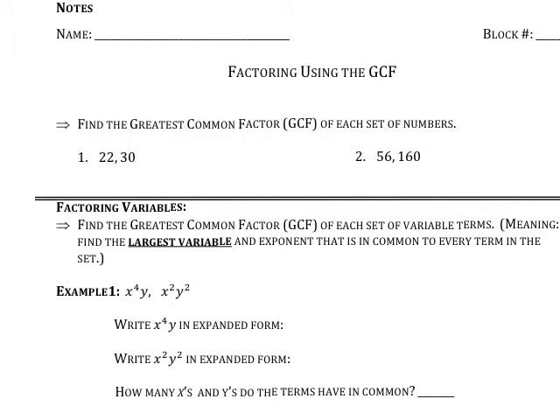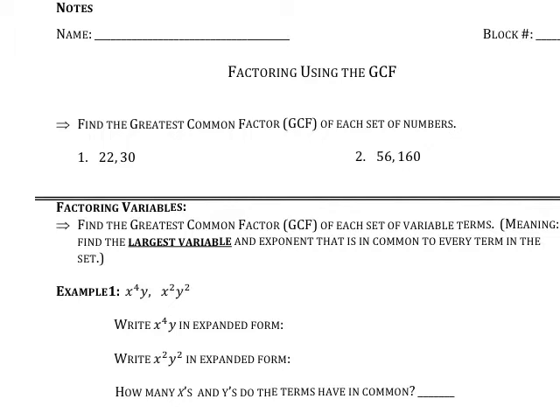So first we just need to work on finding a greatest common factor. So finding a greatest common factor is very simple. You just have to know what the biggest number that divides into both of them would be. Okay? So if you're ever stuck, usually you can look at it and tell.